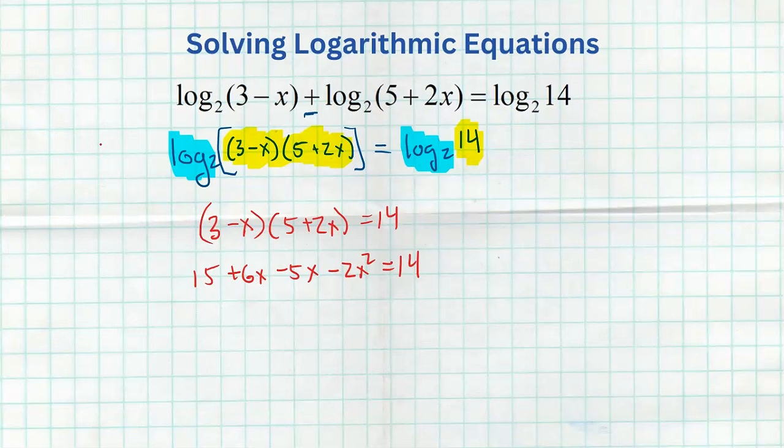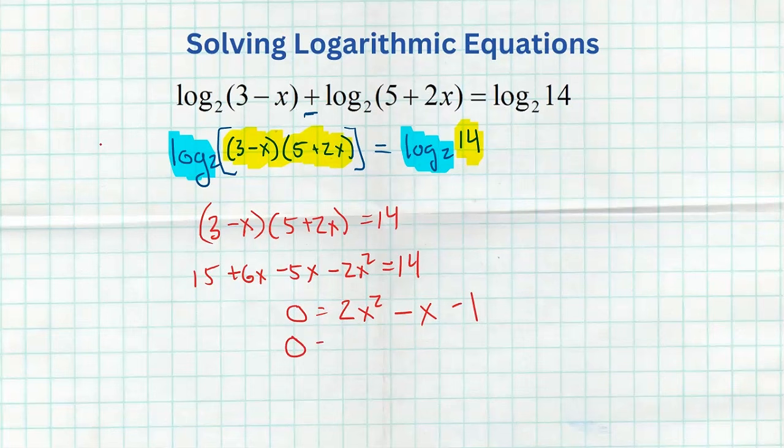To solve a quadratic, I want to get everything on one side, preferably with the square term being positive. So I'm going to move everything to the right-hand side. I'm going to add 2x squared. My 6x and my negative 5x make a 1x. I'm therefore going to subtract over that 1x, and I'm also going to subtract over that 15. And 14 minus 15 is negative 1. All I did was bring everything to the right-hand side.